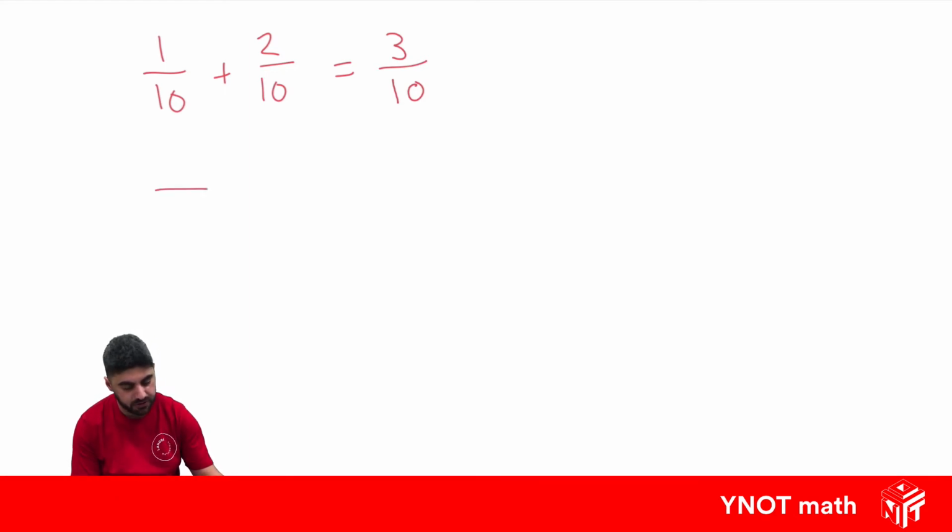Same goes for subtraction. Let's have 5 over 7 minus 1 over 7. Denominators are the same, that's good. So we keep it the same. Now we just subtract the numerators. 5 minus 1 gives us 4.